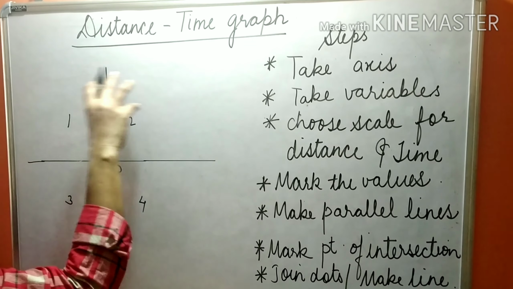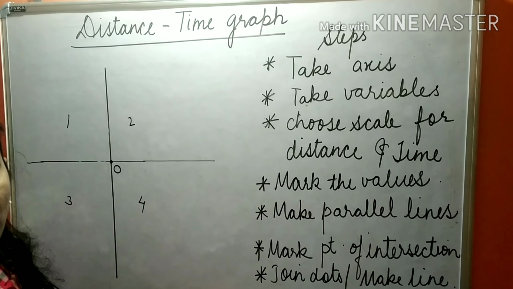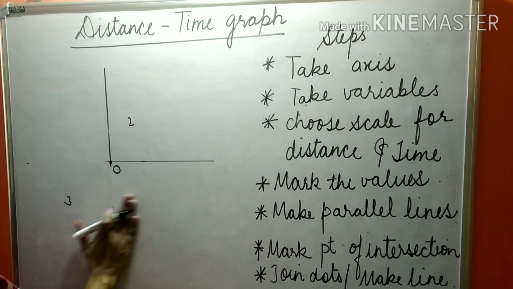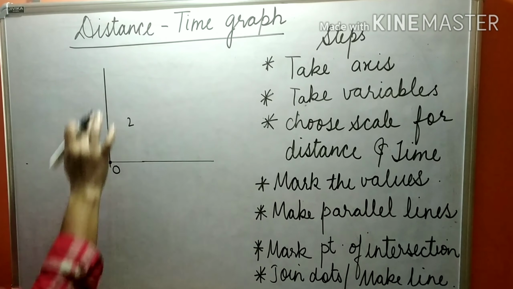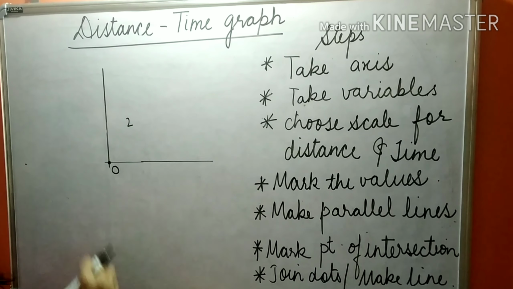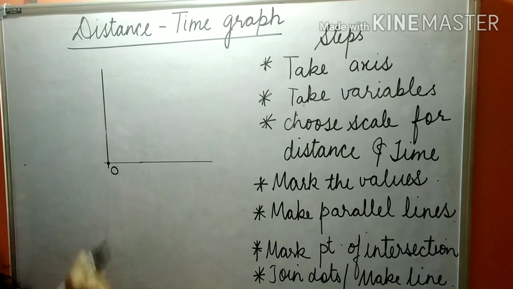Now look, I have got 4 quadrants here: 1, 2, 3 and 4. Fine. So let's rub all and just take only one quadrant. Now we have got one quadrant. Now on this we'll make a graph.